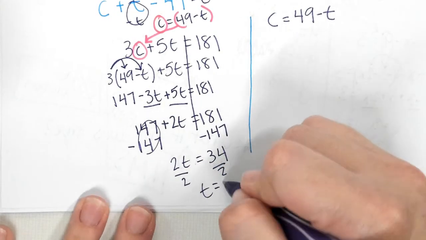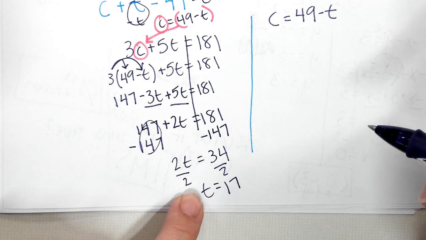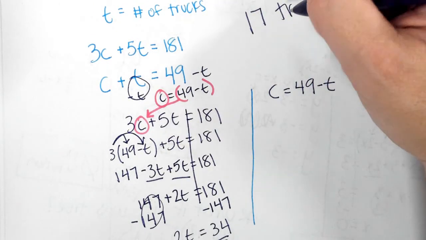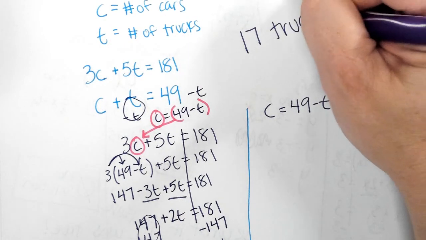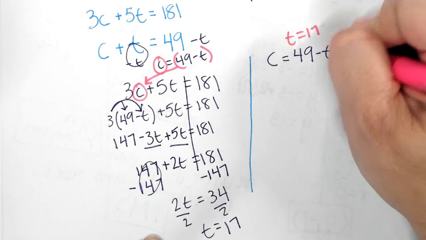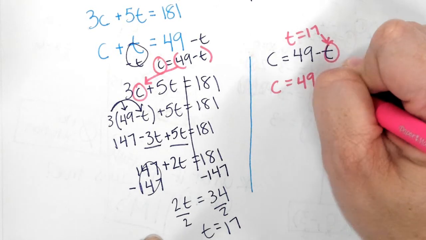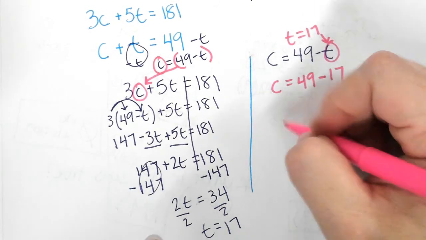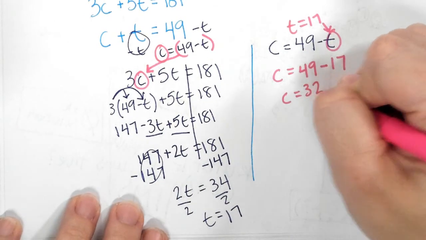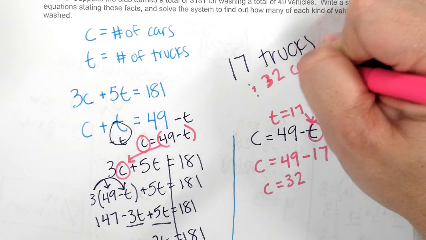17. Now, because I didn't use x or y, I know that's 17 what? 17 T. Which is T is what? Trucks. So I know 17 trucks is part of my answer. Now, because I know T equals 17, I can replace T with 17. So C equals 49 minus 17. And what does that give me? 32. So 17 trucks and 32 cars.